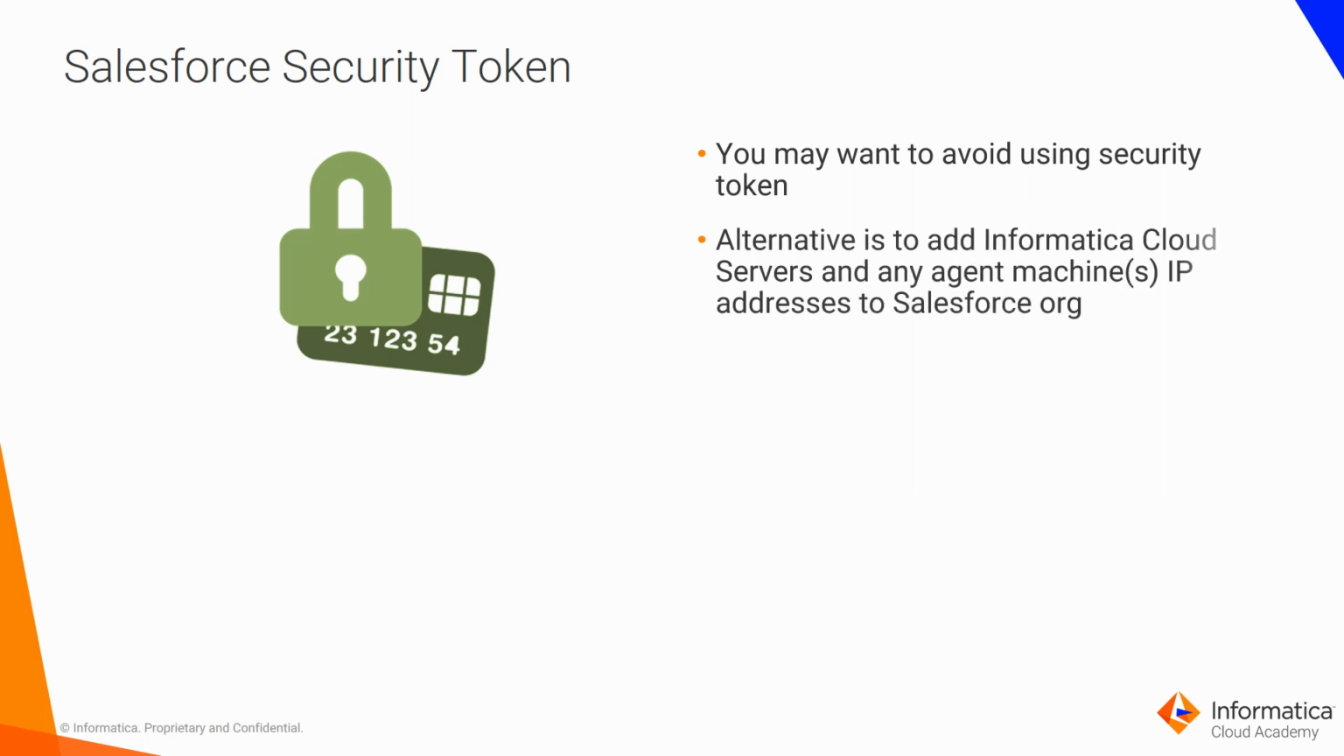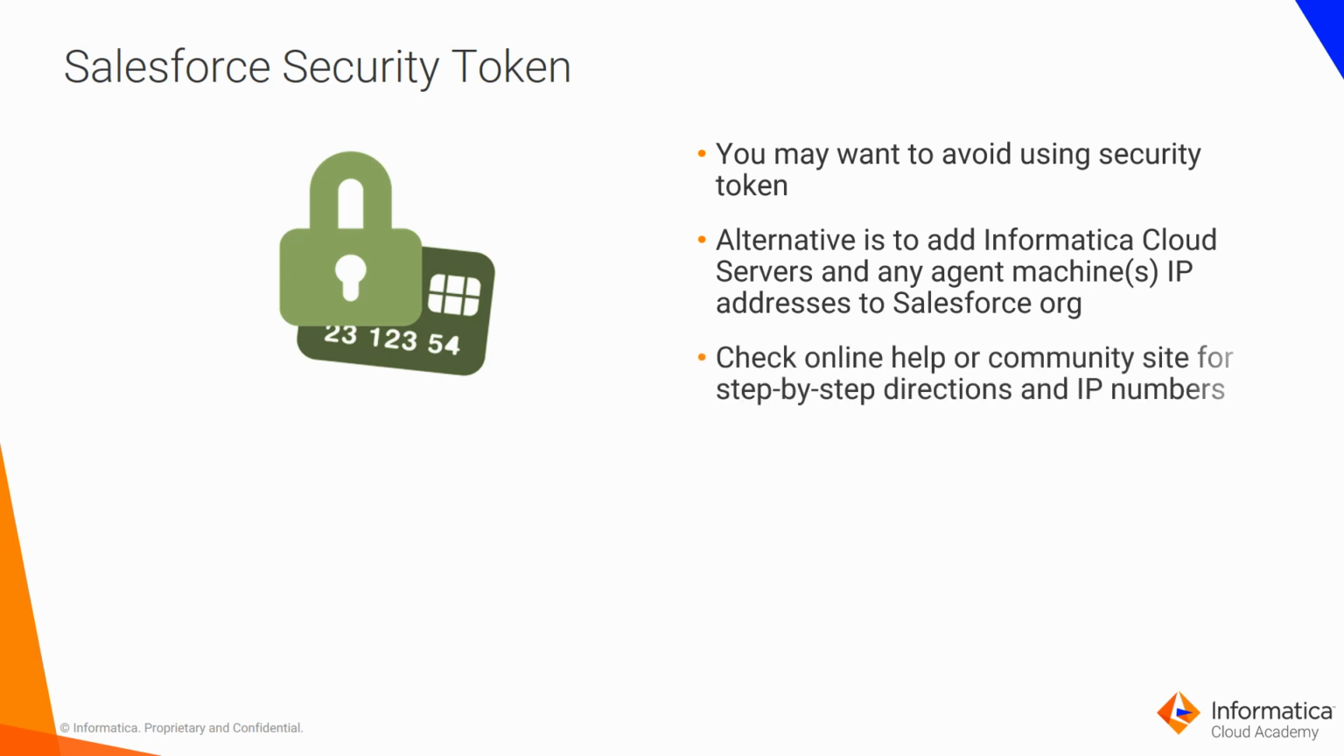As an alternative to using a security token, you can use the Salesforce trusted IP range. For step-by-step instructions on how to do this in Salesforce, as well as get the IP address range for the Informatica Cloud servers, you can check the Informatica Cloud online help or the community site.